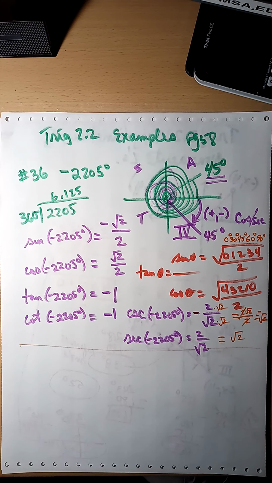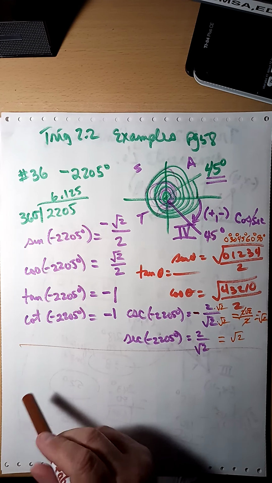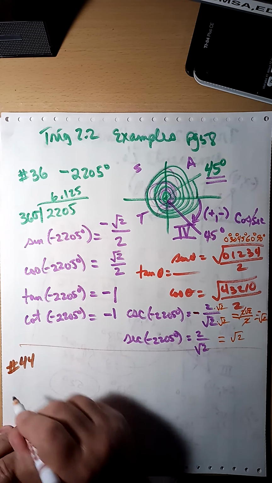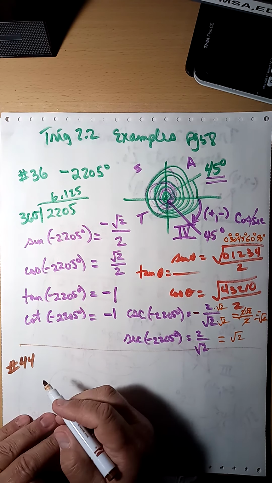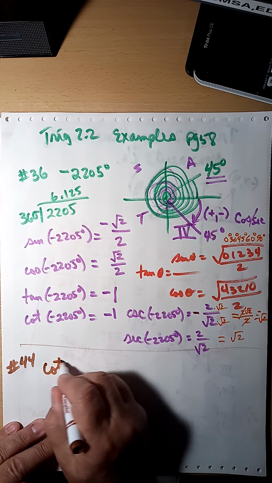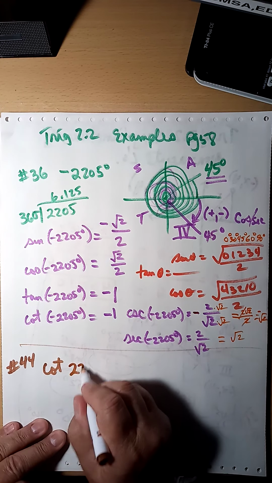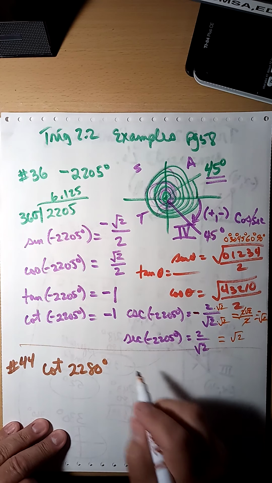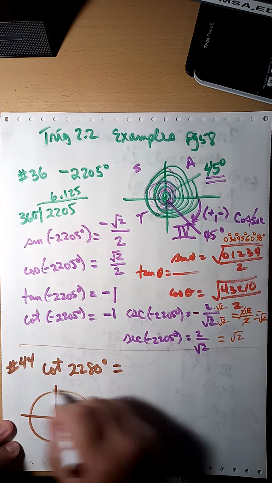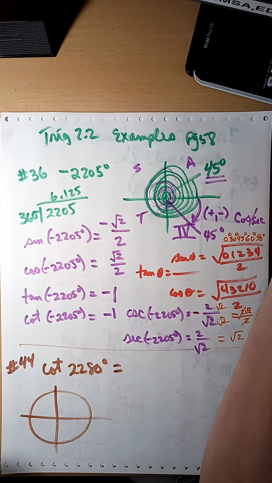Okay, how about number 44? Number 44 is asking the value of each expression. They just want cotangent of 2,280 degrees. Okay, let's see. How many times do we go around the circle? Let's see.